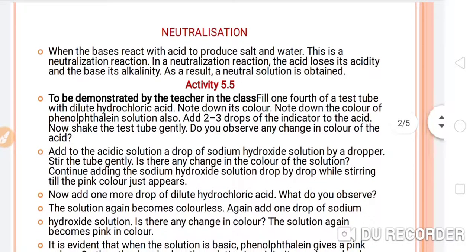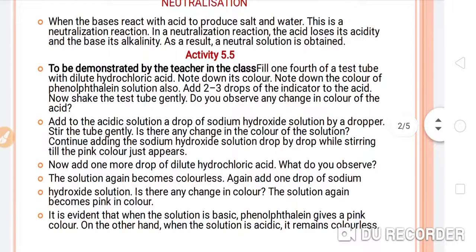In a neutralization reaction, the acid loses its acidity and the base loses its alkalinity. As a result, a neutral solution is obtained in the form of salt and water. So this was the neutralization process. Now let's understand this process with the help of the activity given in your book, activity number 5.5, to be demonstrated by the teacher in the class.